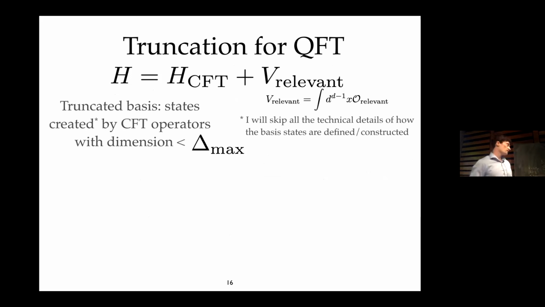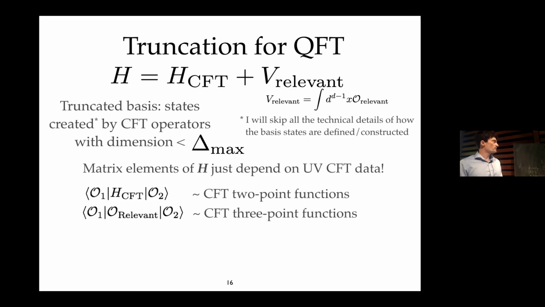I lied. I'm not going to tell you the details of how we create states from CFT operators. I'm just going to try and focus on the big picture here. If you're interested, I'm happy to talk about it afterwards. There are actually a couple of different ways of doing it. But the important point is our states are associated with operators in a specific way. And the reason this association is useful is that the matrix elements of the Hamiltonian are completely determined by what we think of as the CFT data.